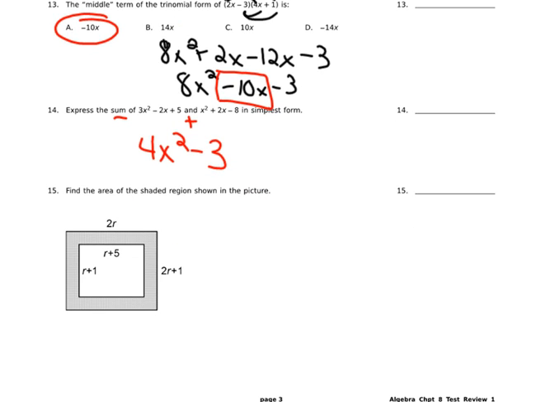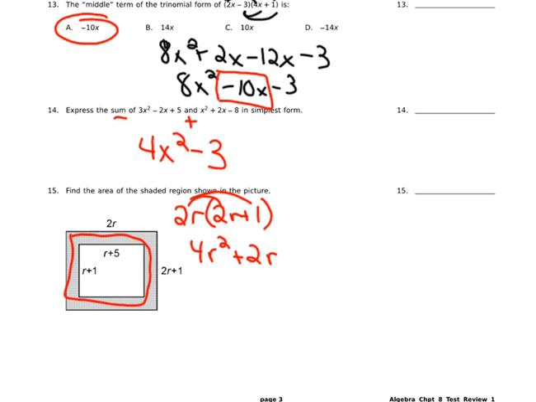15, find the area of the shaded region of the picture. Well, the shaded region is this part in here. So I have to find the area of the big one, the area of the little one, and then subtract it. So this is really kind of putting a lot of stuff together. So I'm going to find the area of the big one, 2r times 2r plus 1. Do my distributive, 4r squared plus 2r.